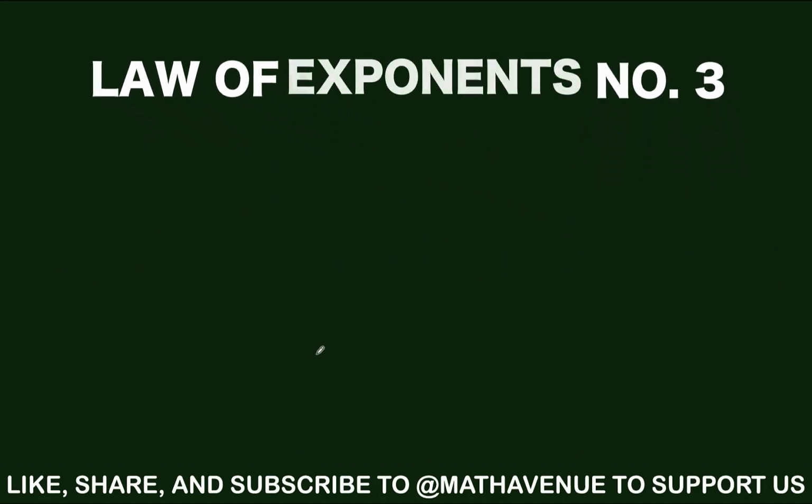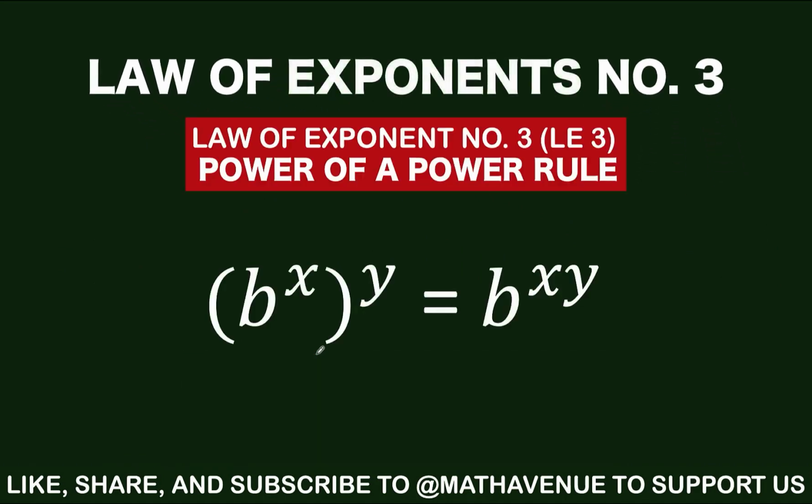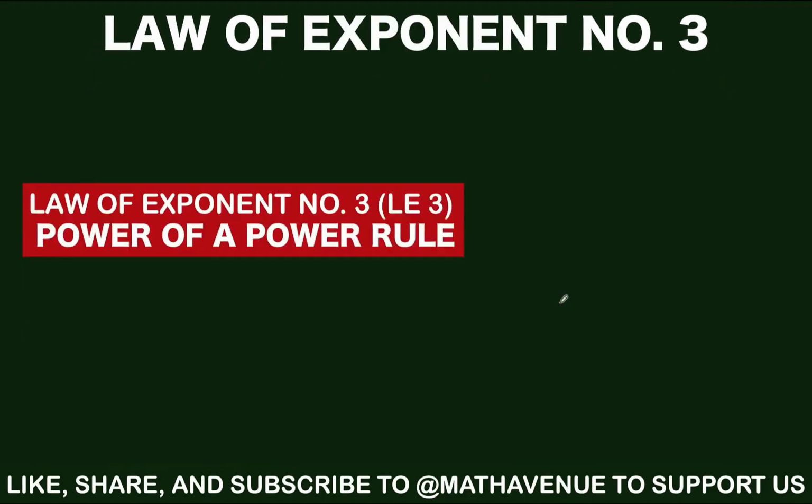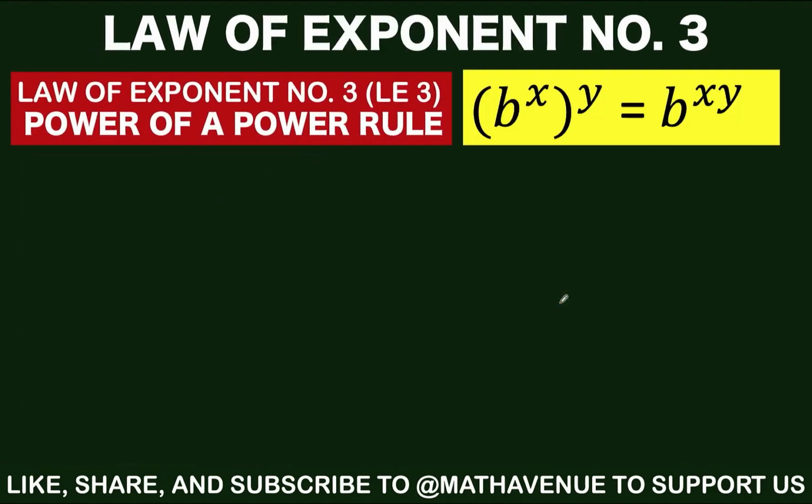The law of exponent number 3 is also known as the power of a power rule. The form here is, you have a number in exponential form, b to the x, but that number is still raised to another exponent. So you have a power that is raised to another power. And the rule says, you just copy the common base b and multiply the exponents x and y to arrive at this. Now, let's take a look at some of the examples of this property number 3.